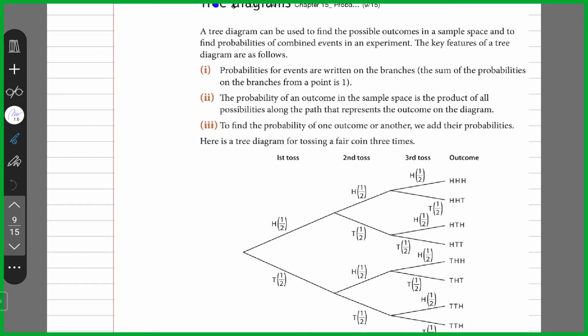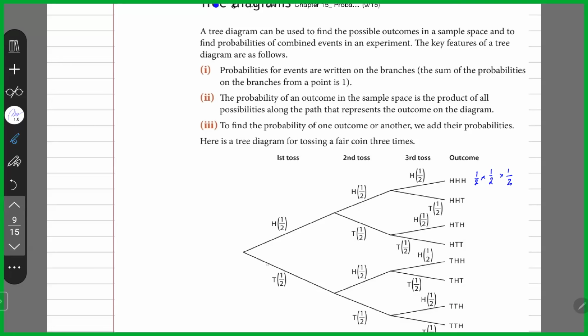So this says the probability of an outcome in the sample space is the product of all probabilities along the path that represents the outcome on the diagram. So, for example, what they're saying here is that the product of the probability of head would be a half times a half times a half.